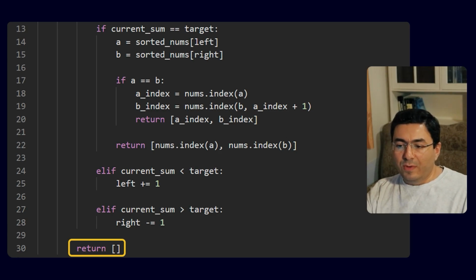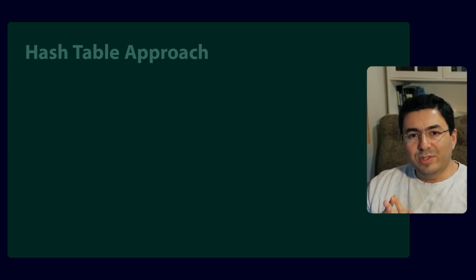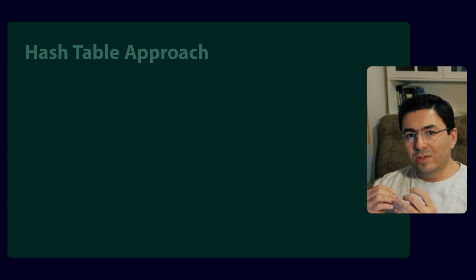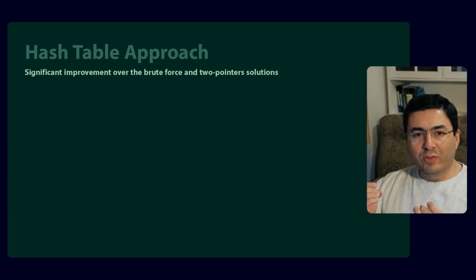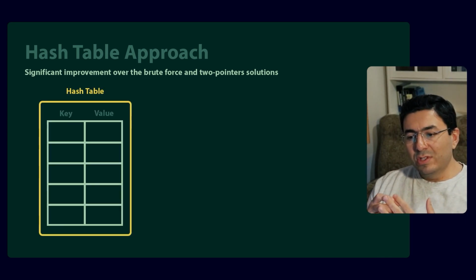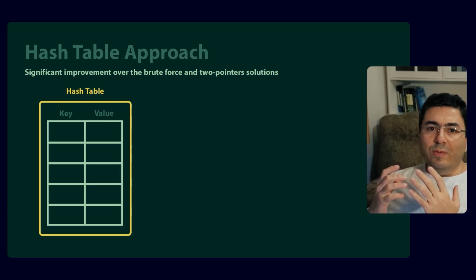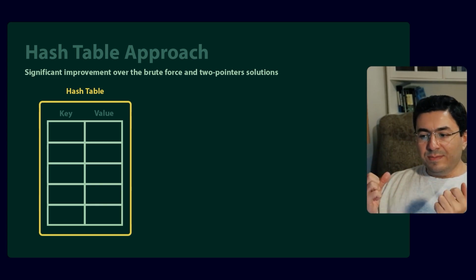So that was it for the two pointers approach. Now let's move on to the hash table solution. The hash table solution is a highly efficient way to solve the two-sum problem. It provides a significant improvement over the brute force and the two pointers approach. The hash table approach involves using a data structure that maps keys to values, with keys representing the numbers in the array and the values representing their indices.